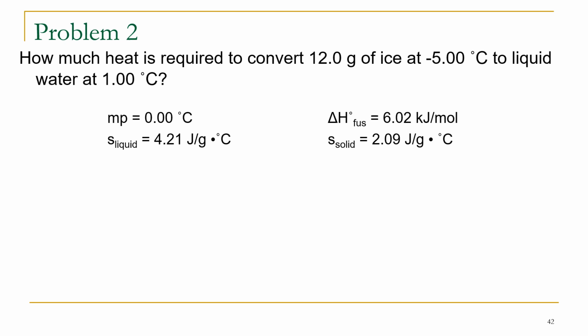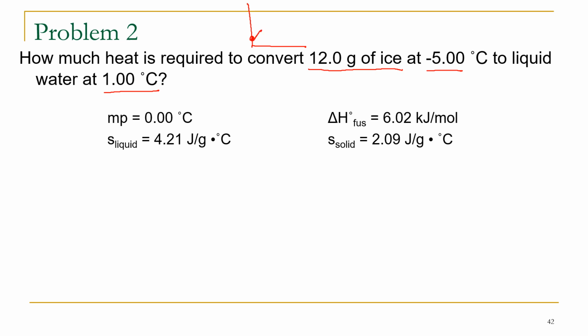In a second example, now I'm kind of going back to that, thinking through this process. How much heat is required to convert 12 grams of ice at -5 degrees Celsius to liquid water at 1 degree Celsius? So keep this in mind. I'm going to draw my little scale here. So we're going from -5.